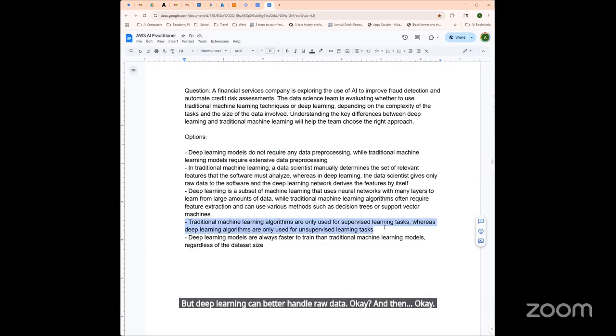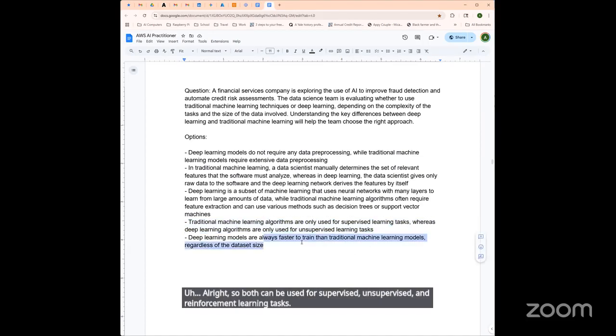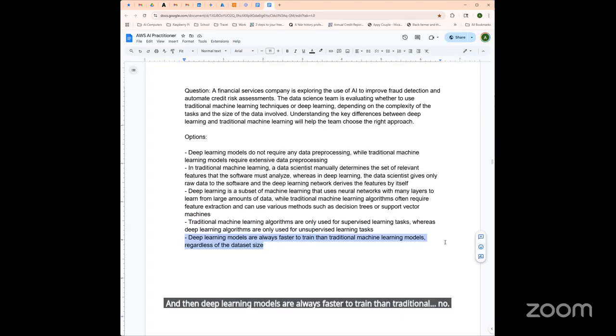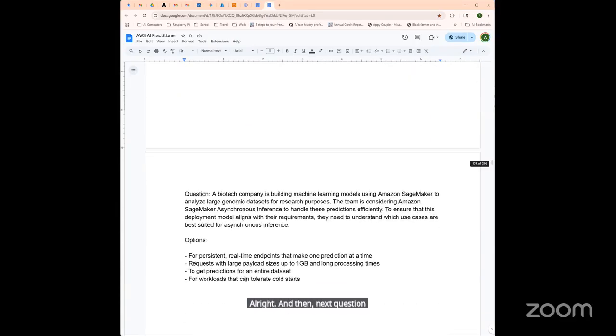Okay, traditional machine learning is only used for supervised learning tasks. All right, so both can be used for supervised, unsupervised, and reinforcement learning tasks. And then deep learning models are always faster to train than traditional. No. Okay, so deep learning models are typically computationally intensive and take longer to train. And so you need to know the characteristics of these as well. All right. And then next question.